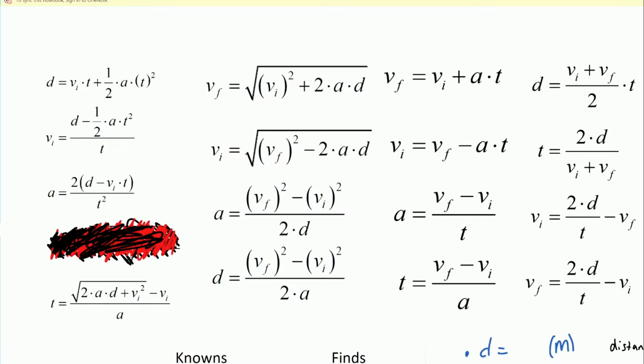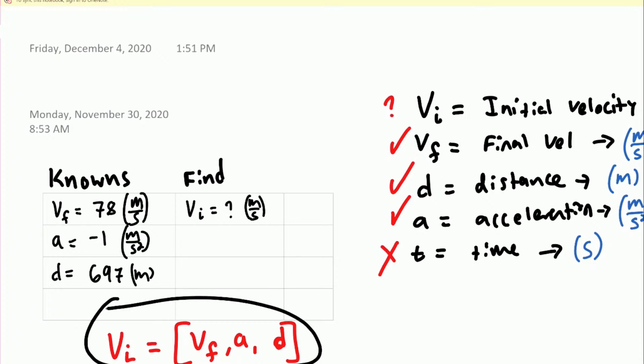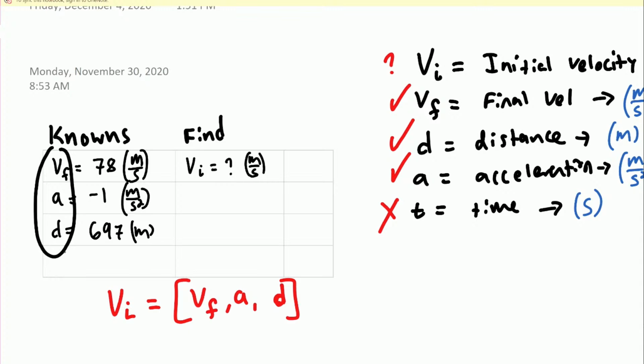So getting the knowns and the finds, this part will be the same. But up until this point, whatever the find is needs to go over here, and then some combination of whatever's in the knowns. So up until this point, it's going to be almost identical to the previous problem. Where it starts to differ is the actual equation that we're using.